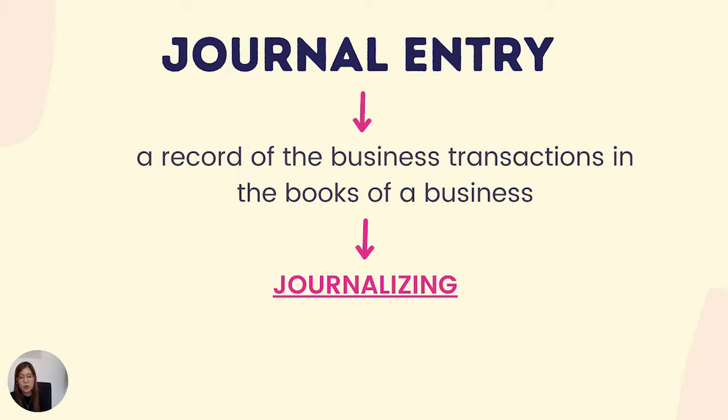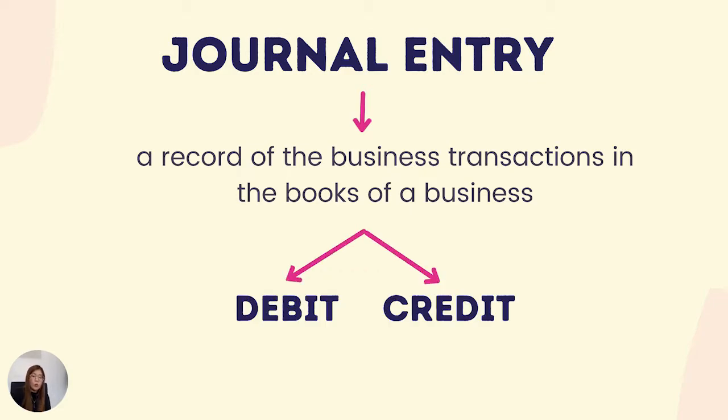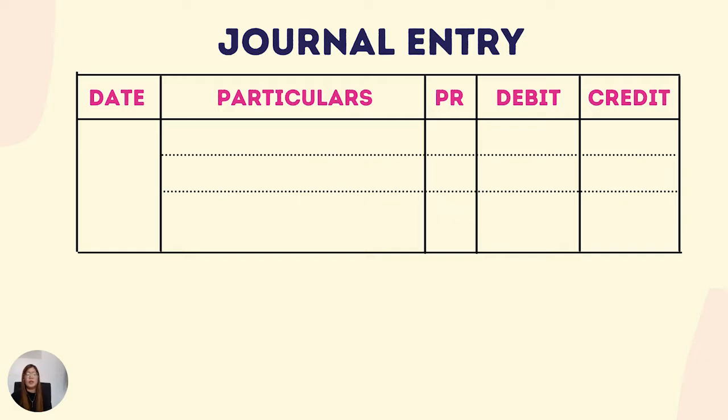So the process of recording is called journalizing. And here, the transaction is analyzed to determine which account is to be debited and which account is to be credited. And the pro forma of the journal entry is shown as follows. So we have the date, particulars, the PR or the posting reference, the debit, and the credit.